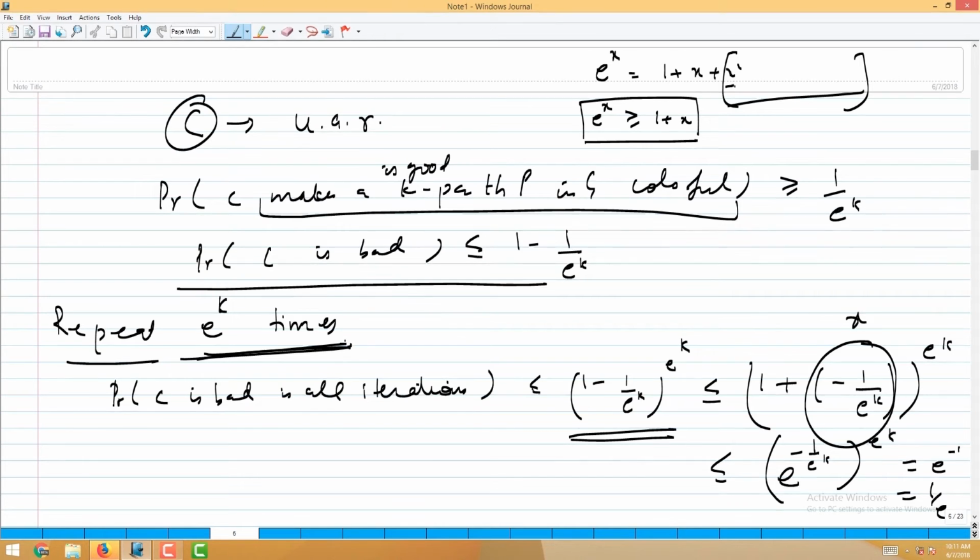Or in other words, what is my algorithm? My algorithm outputs yes whenever C is good, or whenever you find a colorful path, and it outputs no only if it is a no in all the iterations. So my algorithm would have given me a wrong answer with probability at most 1 by e, which is the probability that C was bad in all iterations, right? And this is a constant probability, e is a constant, 2.718, right? So this is a randomized algorithm for the k-path problem.